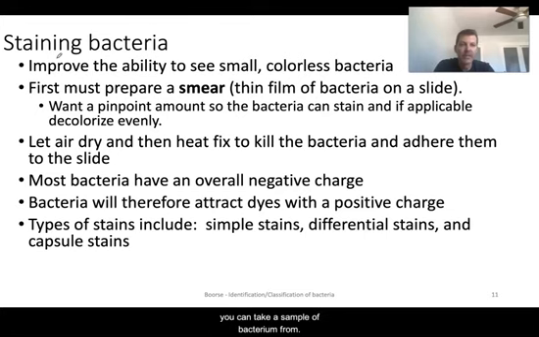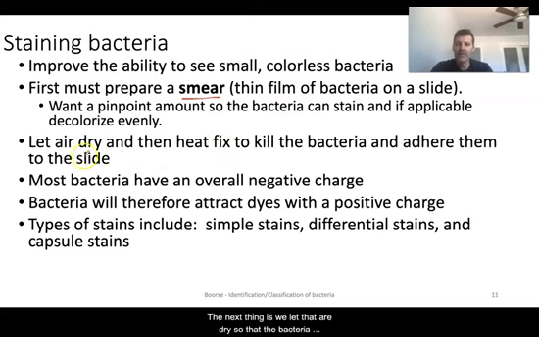Well, you can take a sample of bacterium from the pus that's there and look at it under a microscope, but it's going to be hard to see the bacteria because, again, they're small and colorless. So what we first have to do is make what's called a bacterial smear. This is applying a small amount of bacteria on the surface of a glass slide so that it's a nice thin film that we can then see the bacteria after they're stained.